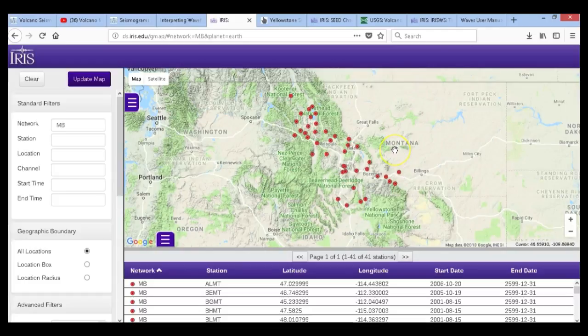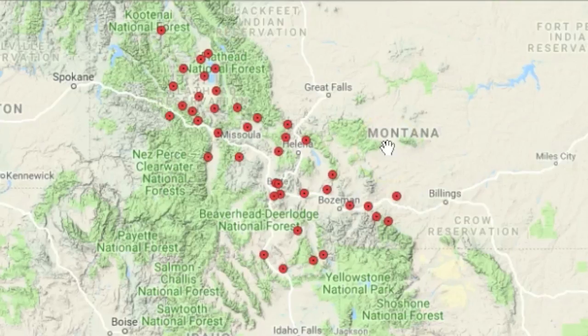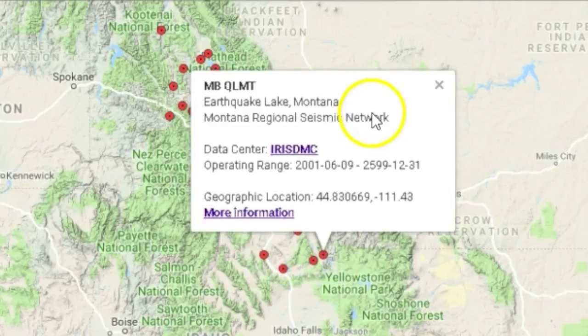And another network I find myself using a lot is the Montana Tech Seismic Network, known as MB. Many stations are listed, such as QLMT, which I believe is this one right here. Yep, QLMT. Earthquake Lake, which resides very close to Hebgen Lake in West Yellowstone.